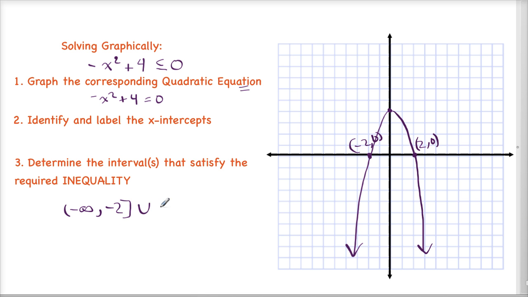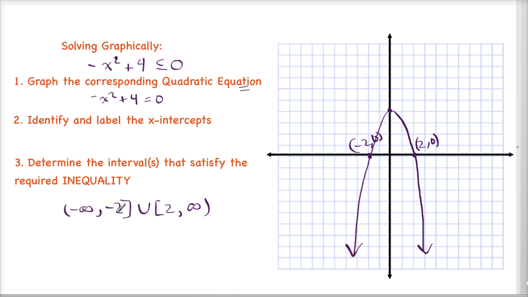Now I'm going to union that with my other interval where it's less than or equal to 0, so from 2 to positive infinity. Okay, so that's the 3 steps that I would use here. Graph the corresponding equation, then identify and label the x-intercepts, because those will be the bounds of your intervals. And so we'll either be between them, basically, or on the outsides of them.